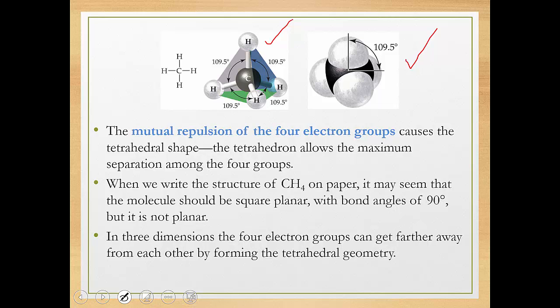So we write the structure on the paper. It looks like it should be maybe square planar. It looks like, if I drew lines around it, I could make a square. It's lying flat on a sheet of paper, 90-degree angles, but that is not the reality. So you've got to be careful to not think of Lewis structures in terms of their 2-dimensional structure on paper.